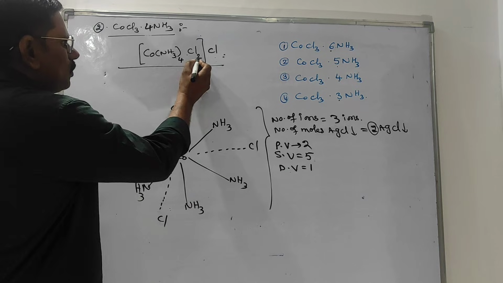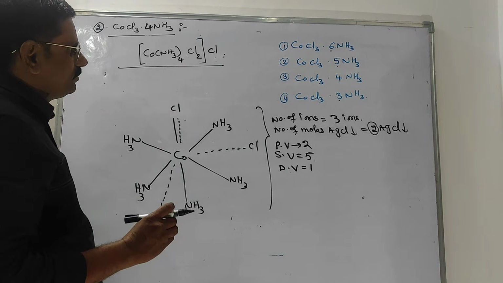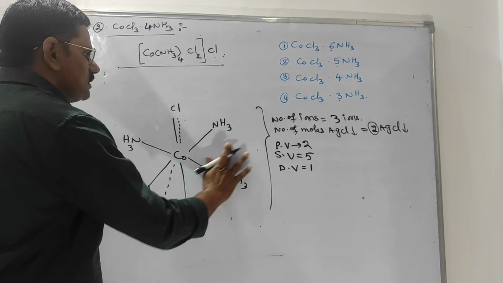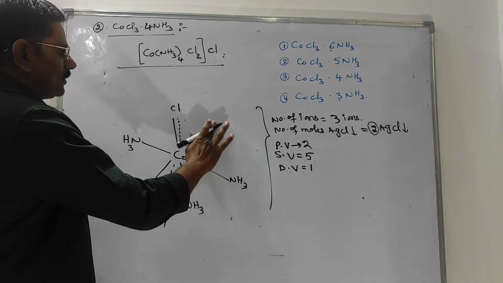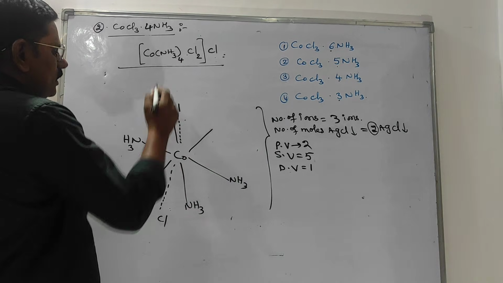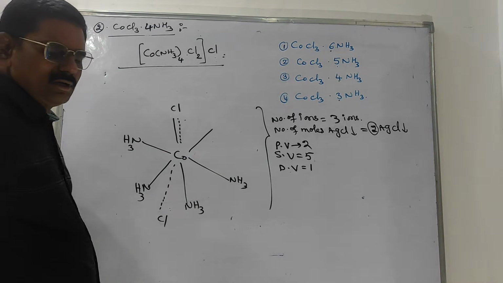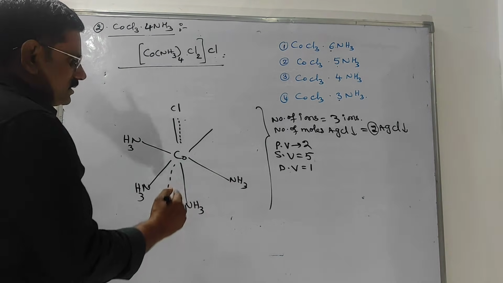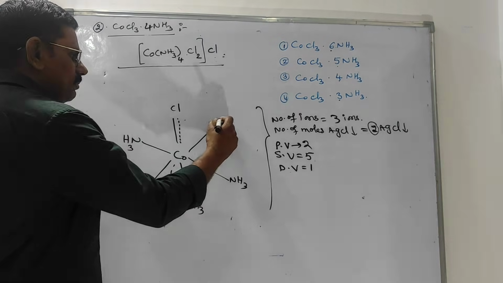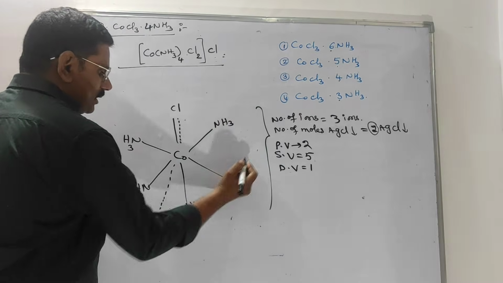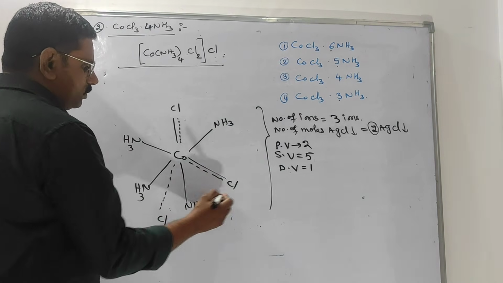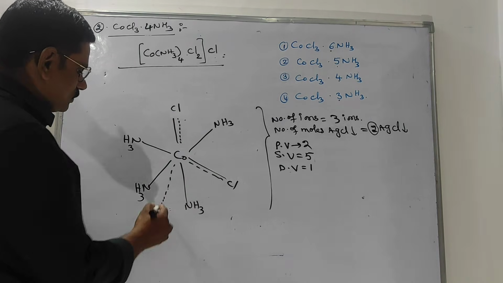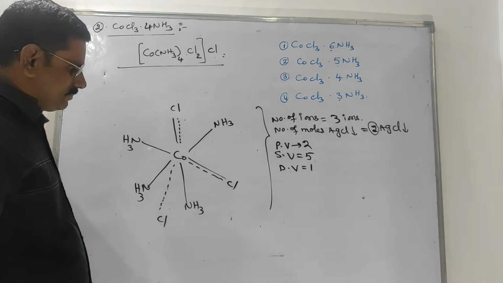Now see, 2 chloride ions are exhibiting dual valency. In order to represent that, this is the structure of the above one. See, 4 ammonias are exhibiting dual secondary valency. Here I am writing ammonia, here I am writing chlorine. So one chlorine is outside the coordination sphere and it is showing primary valency.